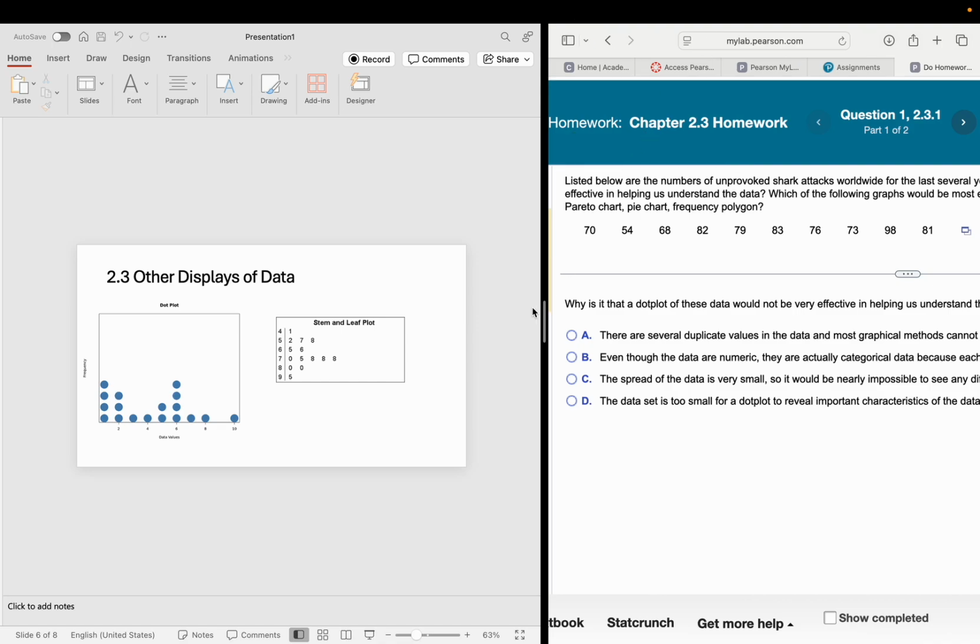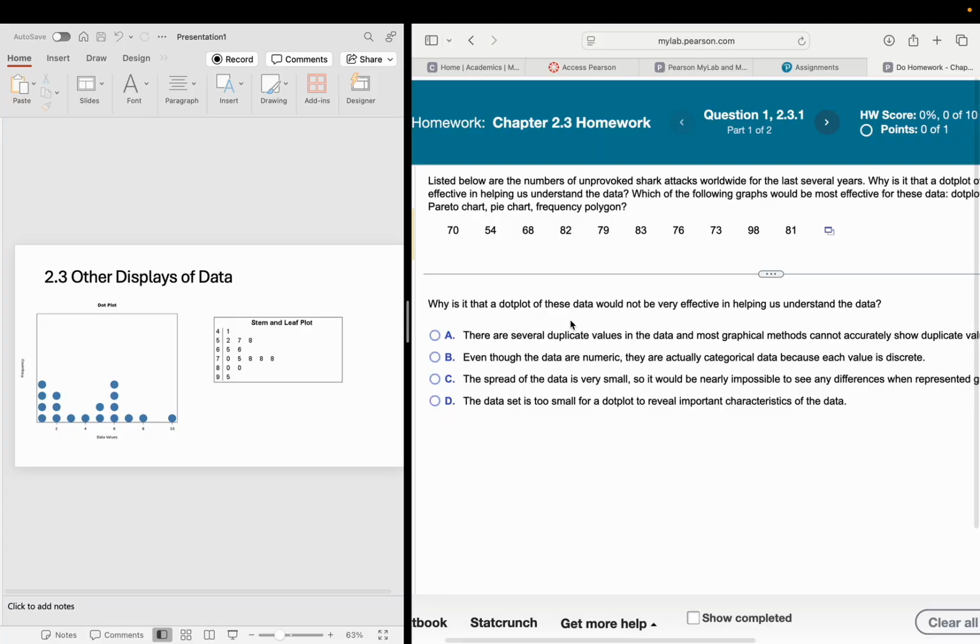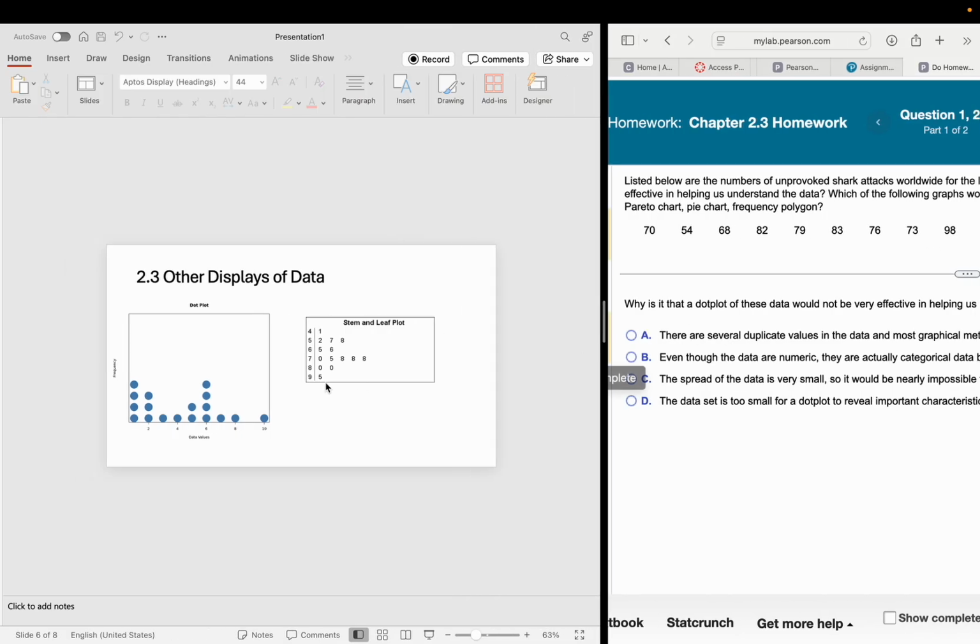All right, so we're going to dive into 2.3 now, which is essentially other displays of data. Now, some of these questions, because of the relationship I have with your textbook, I'm just going to kind of help you out with. So, first, they say, why is a dot plot not very effective for this data? And, well, let's look at what a dot plot is.